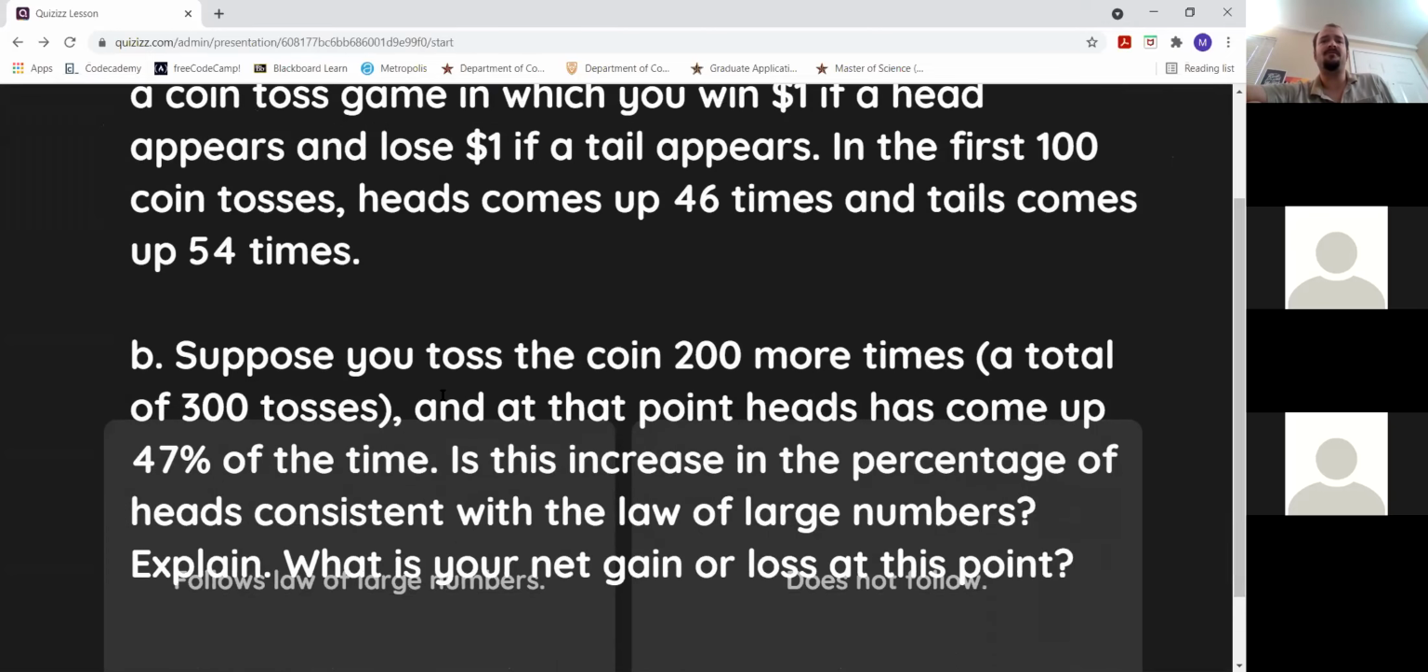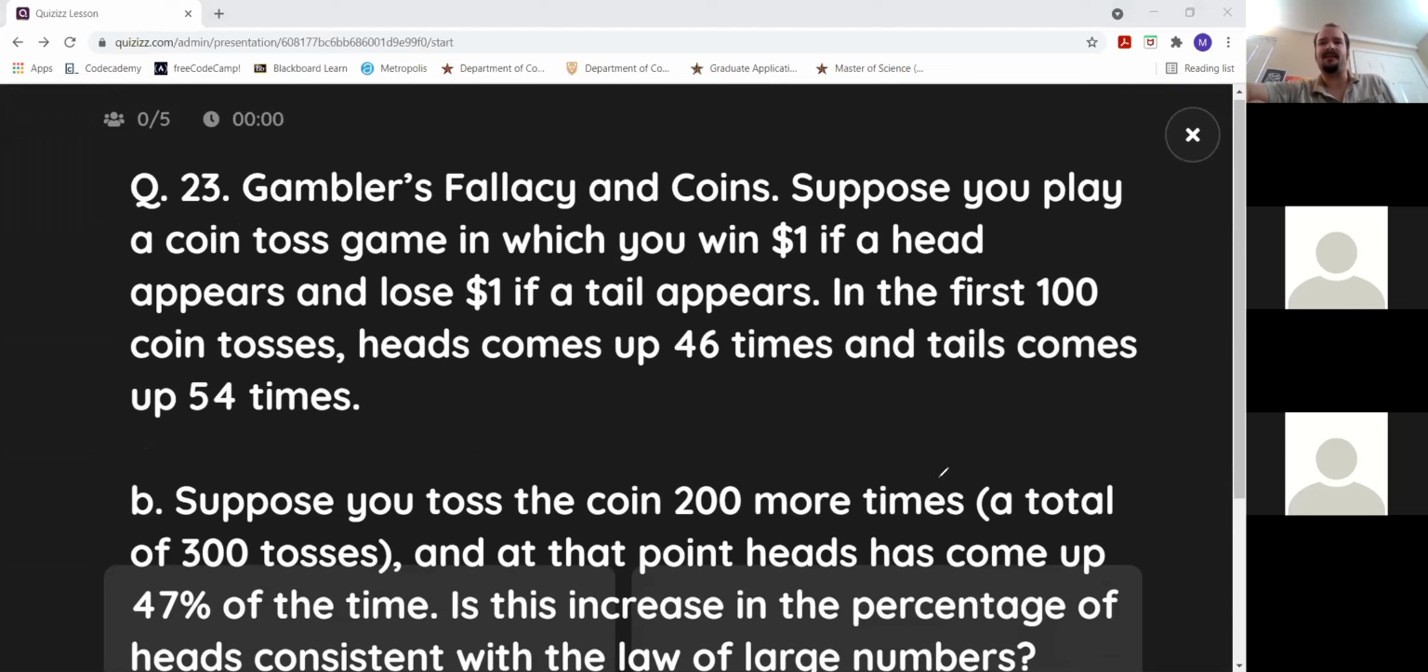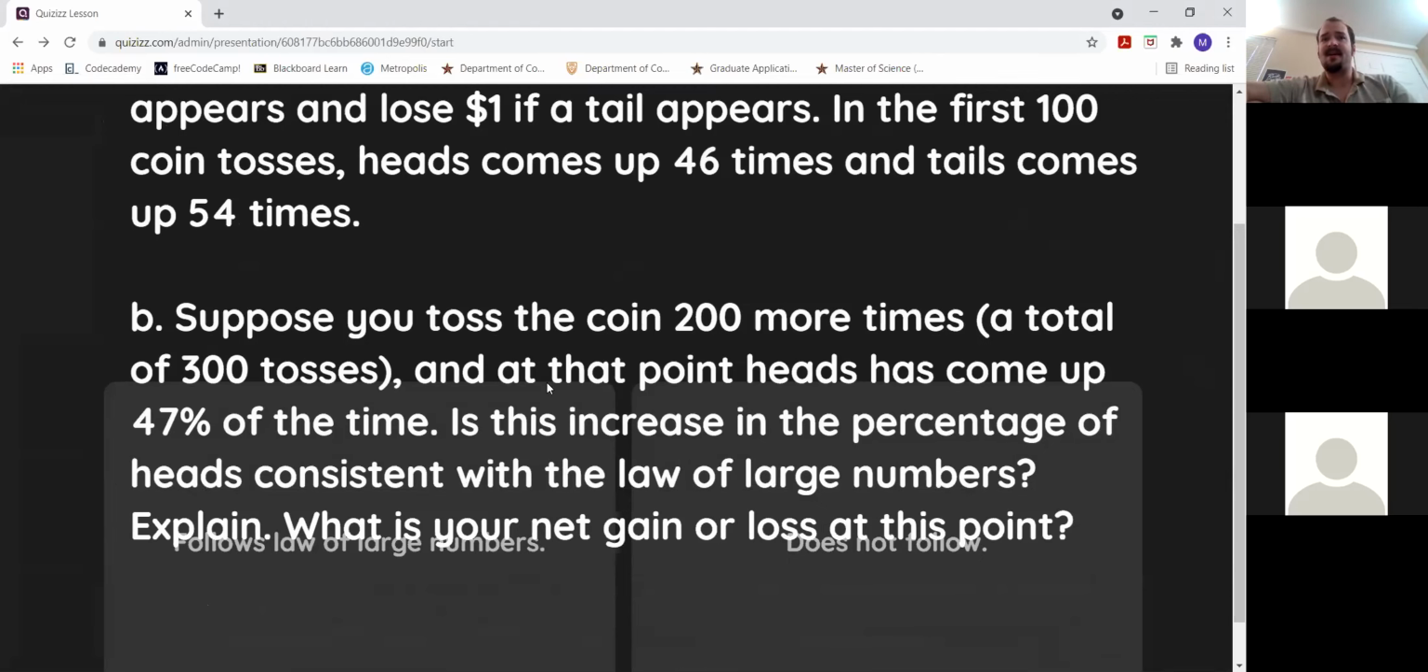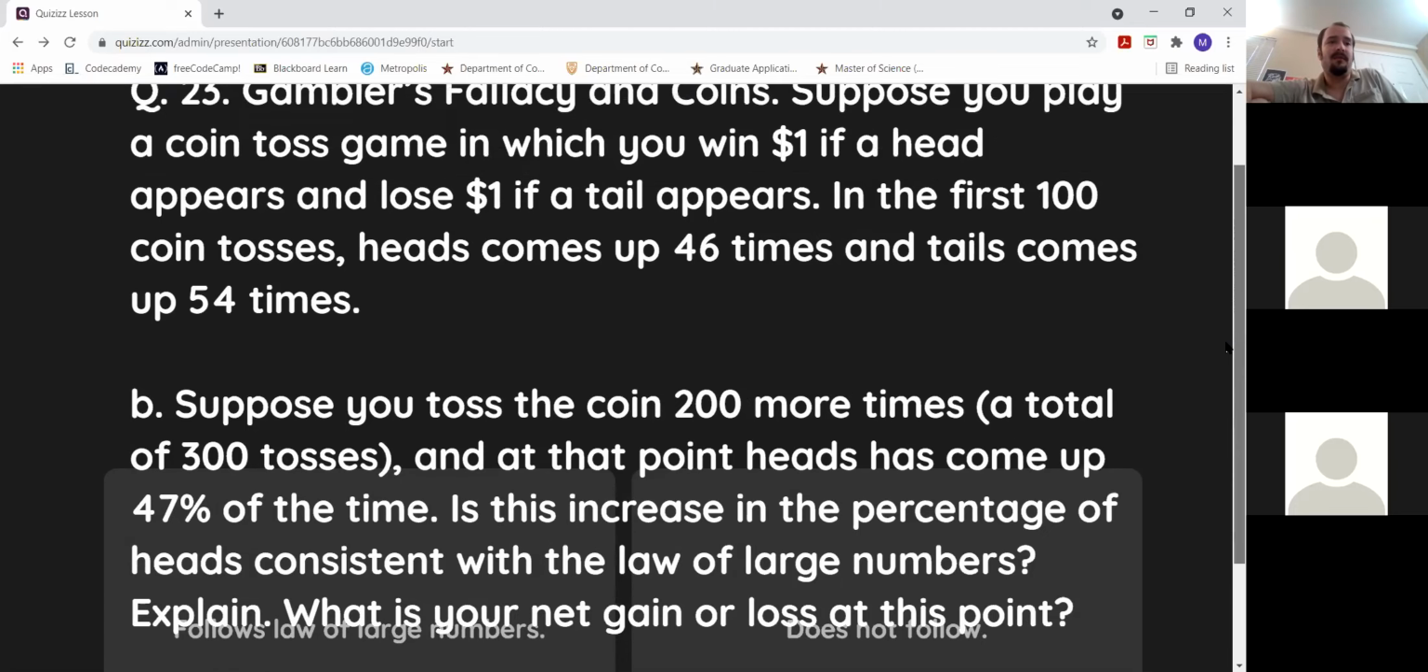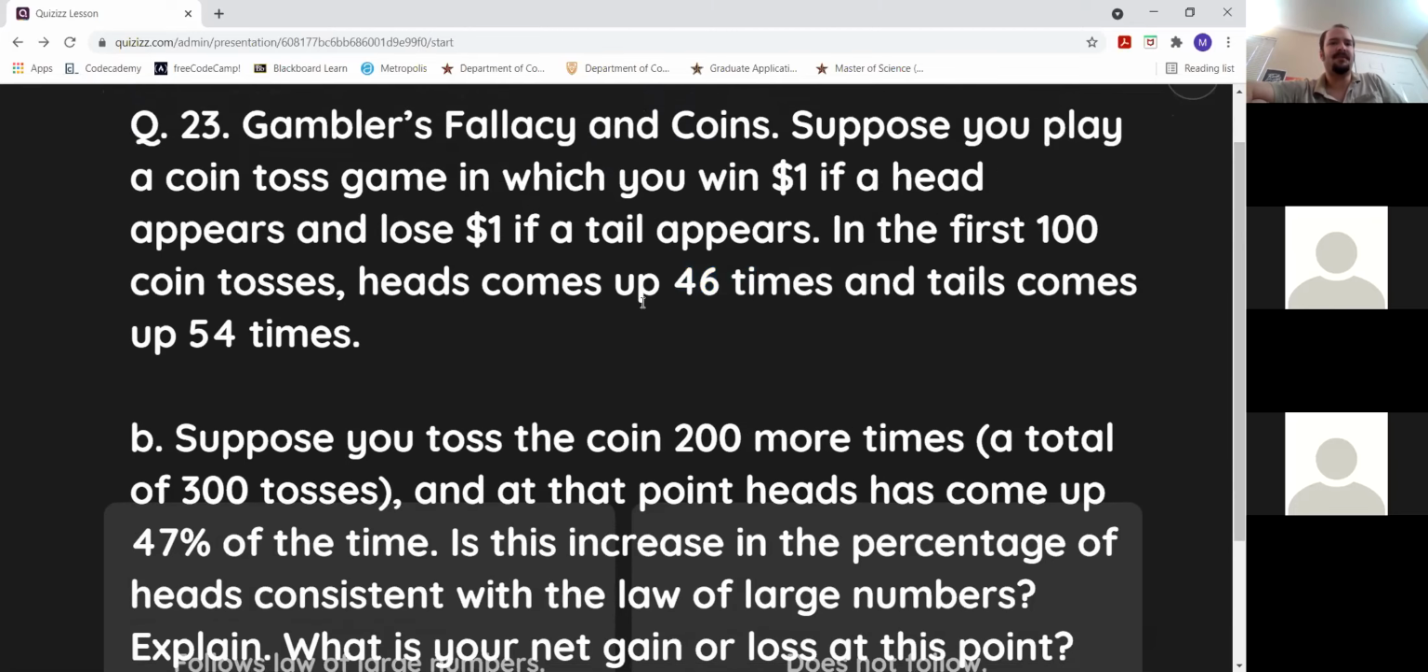Suppose you toss the coin 200 more times for a total of 300. If I'm being honest, I don't even like the fact that they gave us this. It confused me more than it helped me. But they're tossing it 200 more times. We got a total of 300 tosses, and at this point, heads comes up 47% of the time. Is this increase in percentage of heads consistent with the law of large numbers? So remember, we had 46%. It went up to 47%. Is that consistent with the law of large numbers?